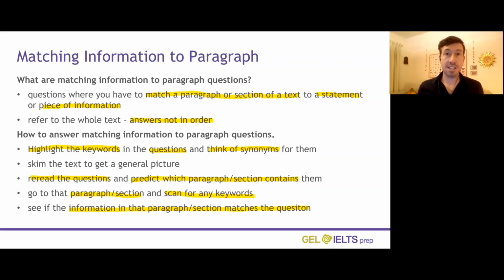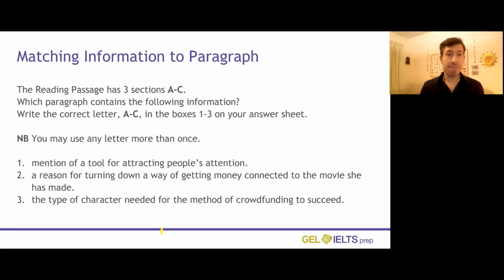And let's take a look at a couple for some examples. Well, here's an example of one. It says the reading passage has 3 sections, A to C. Which paragraph contains the following information? So these sections, these are paragraphs. Which paragraph contains the following information? Write the correct letter A to C in the boxes 1 to 3 on your answer sheet. So this is what the task would look like in the actual exam.